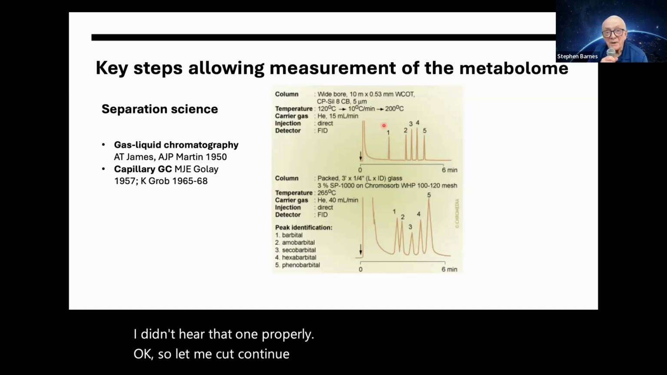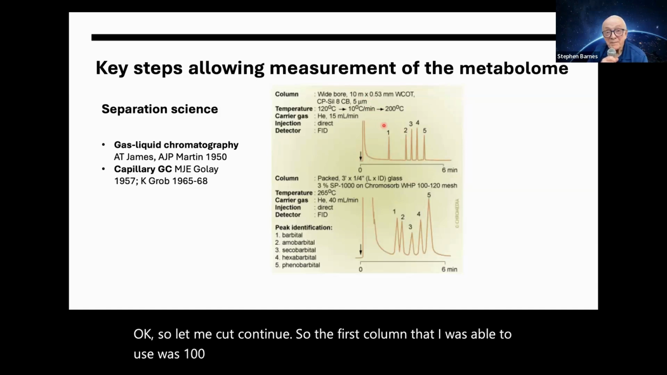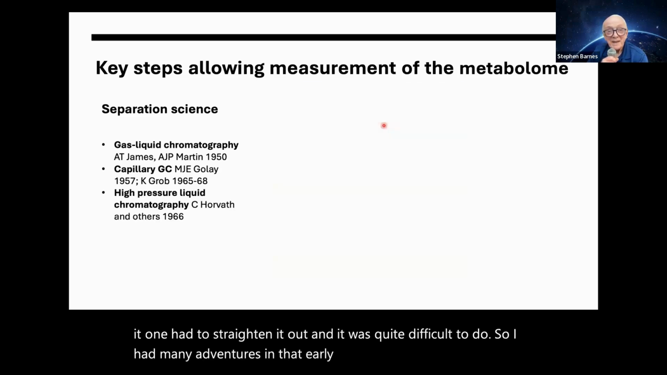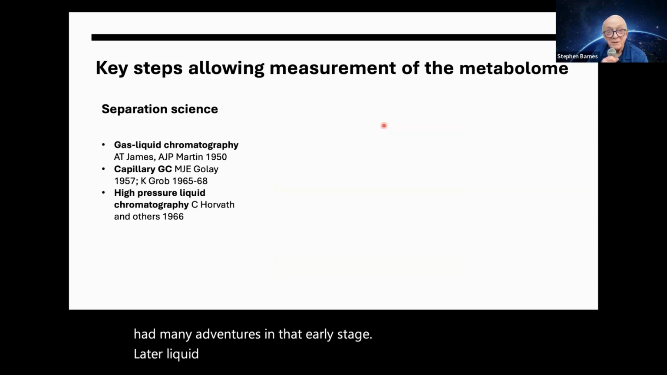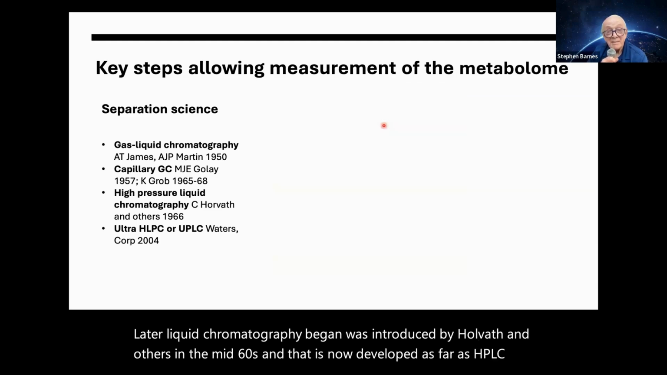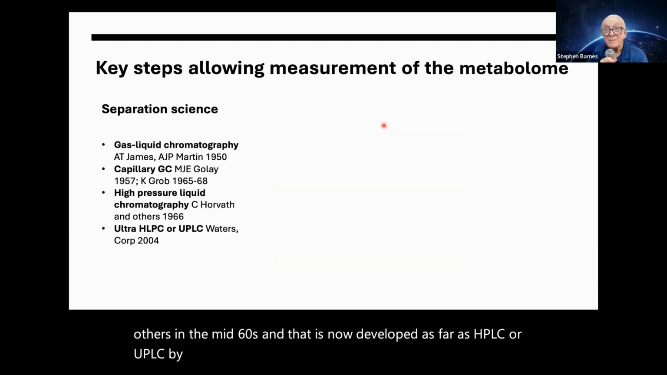So the first column that I was able to use was 100 meters long, and it was made in borosilicate glass, and one had to straighten it out, and it was quite difficult to do. So I had many adventures in that early stage. Later, liquid chromatography was introduced by Horvath and others in the mid-60s, and that is now developed as far as HPLC or UPLC by the Waters Corporation.